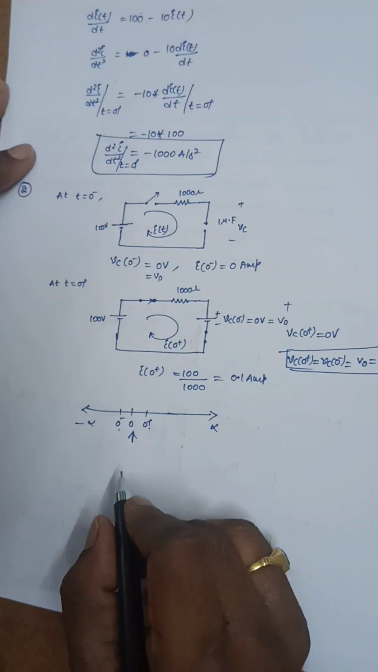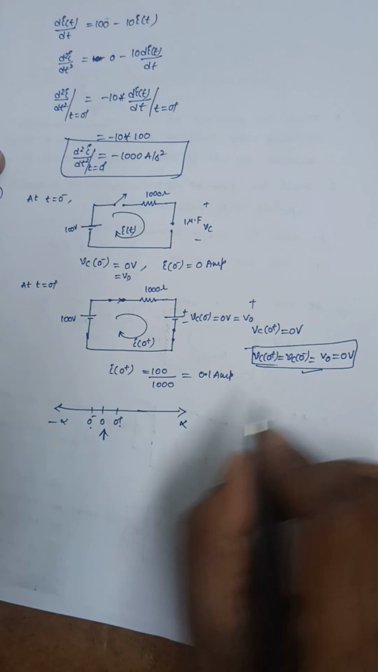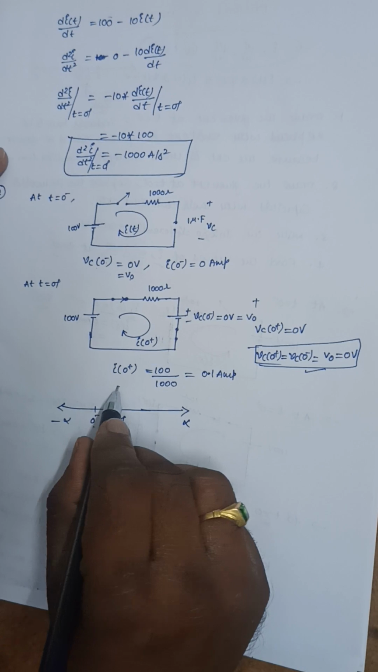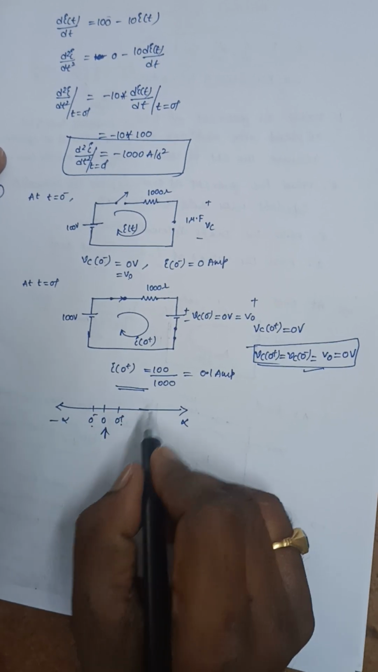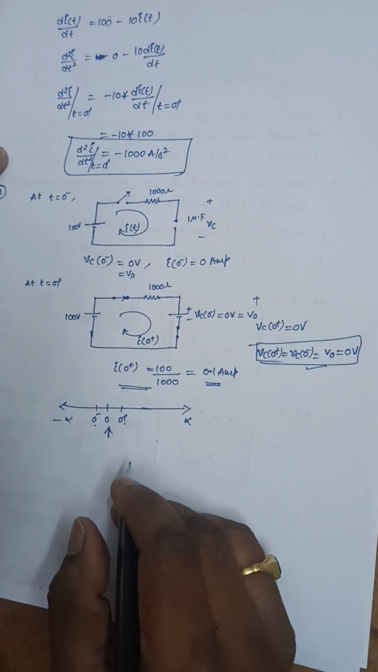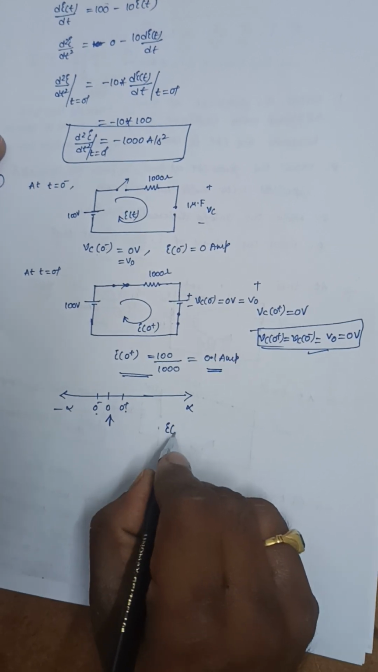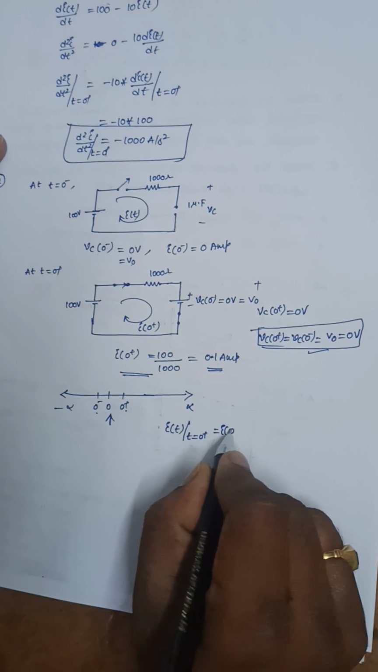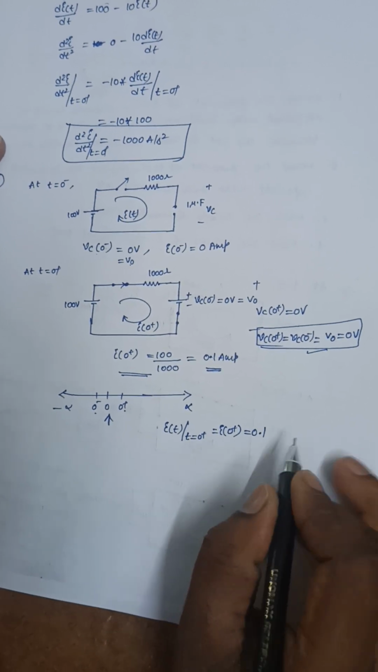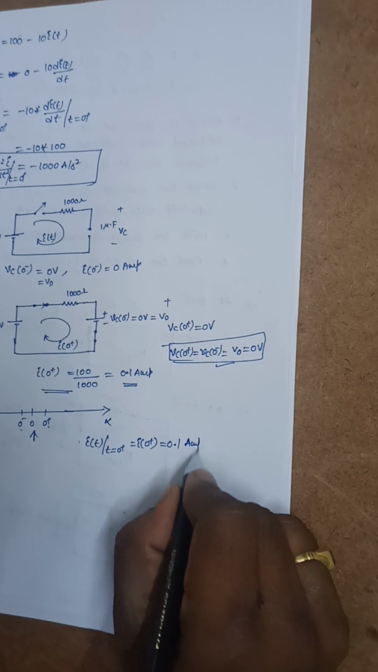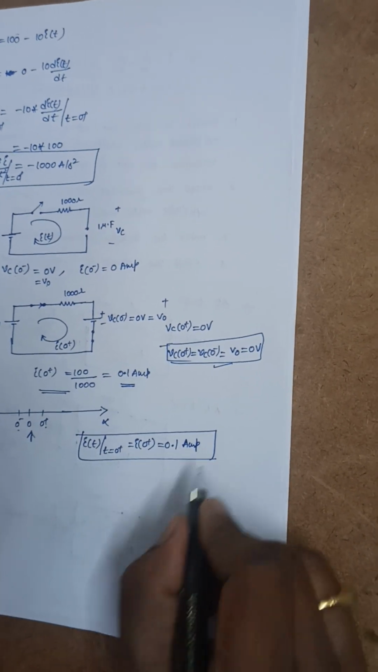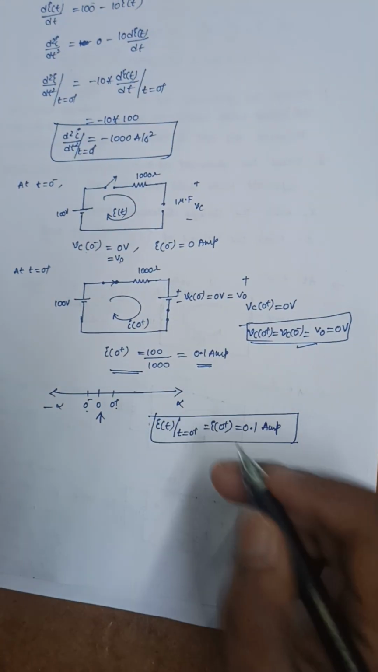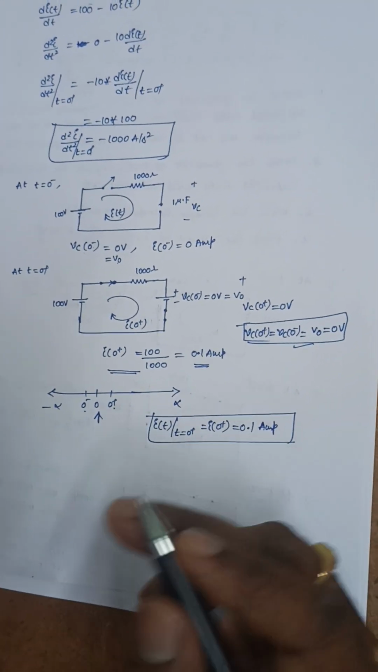Okay, my intention here is to find the value of I of t at t equal to 0 plus. I calculated it as 0.1 amperes. So I of t at t equal to 0 plus is equal to I of 0 plus, that is equal to 0.1 amperes. So this is one thing I completed. Next, I need to find the values of di by dt and d square i by dt square.